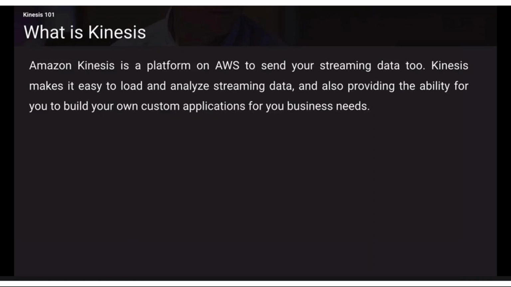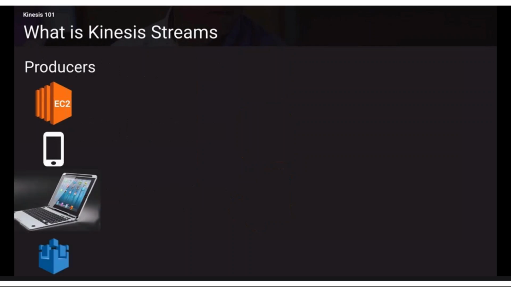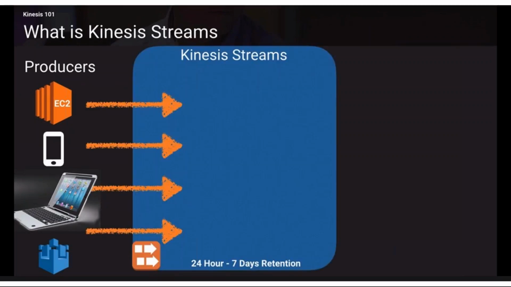So there are three different types of Kinesis services that we are going to learn about: Kinesis Streams, Kinesis Firehose, and Kinesis Analytics. So what happens in the Kinesis Streams? Now, as I just said, we can generate the streaming data from anywhere. It can be from EC2, from devices, from computers or some other sources as well. So we generate the streaming data, these sources are called producers here, and then we send it to the Kinesis Streams. This is the first portion where we send the data to the Kinesis Streams.